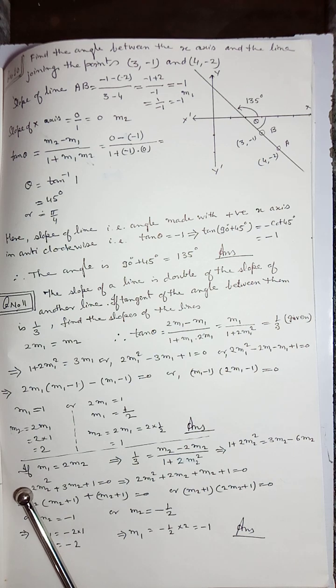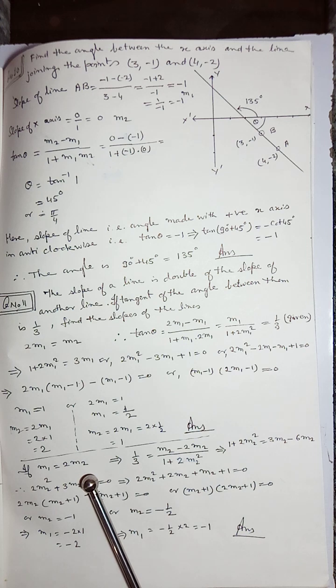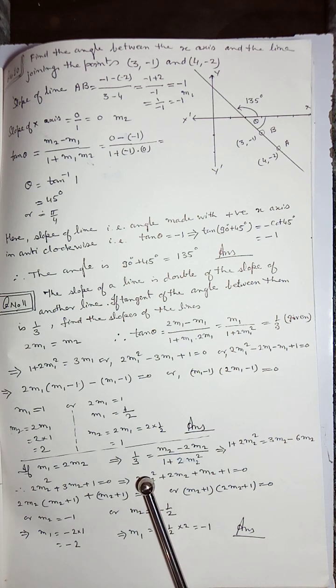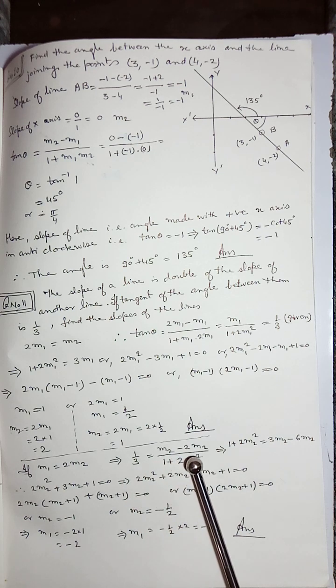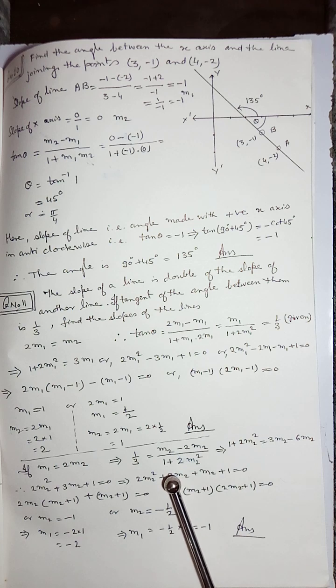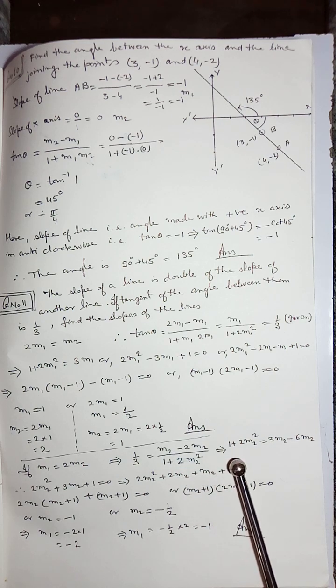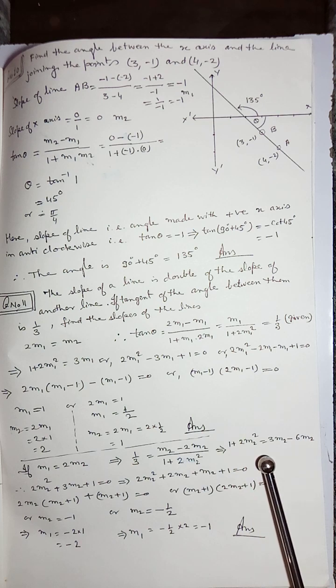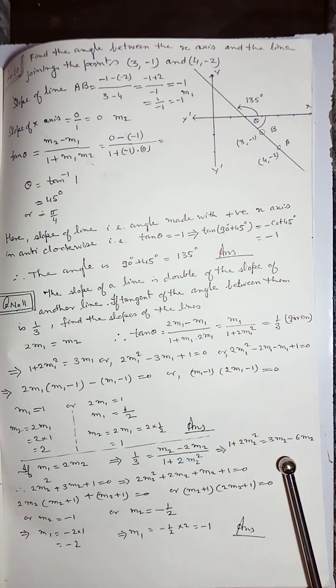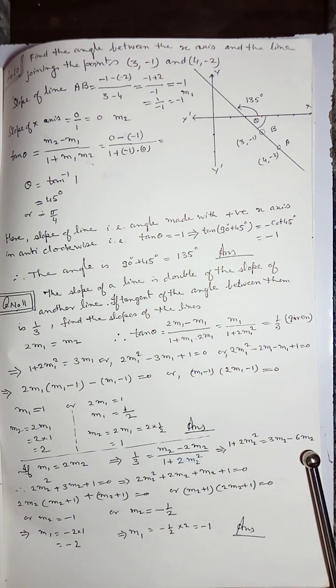Let us see the next situation. If m1 is equal to twice m2, at that time tan theta is 1/3 again. So 1/3 is equal to m2 minus twice m2 upon 1 plus twice m2 square. Cross multiply, you will get 2m2 square is equal to thrice m2 minus 6m2.